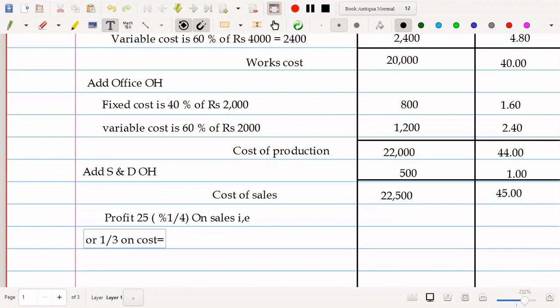So that is equal to 1 divided by 3 into what is the cost, 22,500, or you can take per unit also. Both answers will be right. If you take per unit also, it's right. If you take total amount also, it will be right. So when we do this, it will come to 7,500. Check it out, take your calci out and see what will be the answer. And this will be rupees 15.